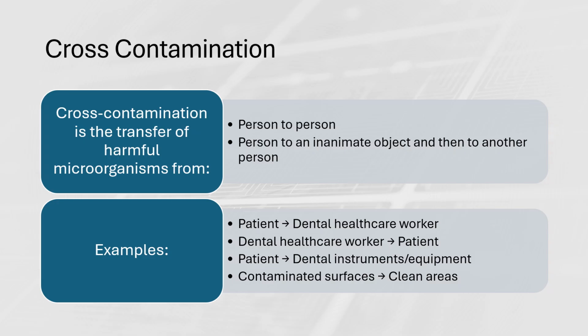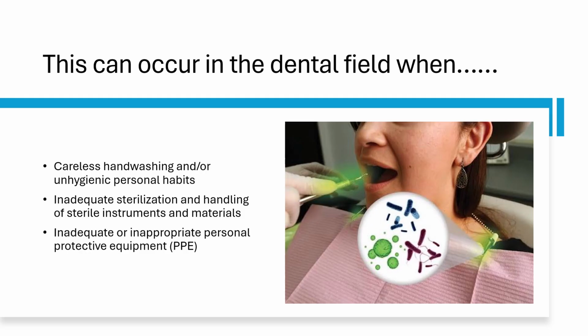Obviously, the gold standard is to prevent all cross-contamination from happening, but in the event that there is cross-contamination, it's more important to understand what just happened so we can fix it and the cross-contamination chain is broken. So as I just stated, cross-contamination can occur in the dental field, and it does happen due to careless hand washing or unhygienic personal habits, inadequate sterilization or handling of sterile instruments and materials, or inadequate or inappropriate personal protective equipment.